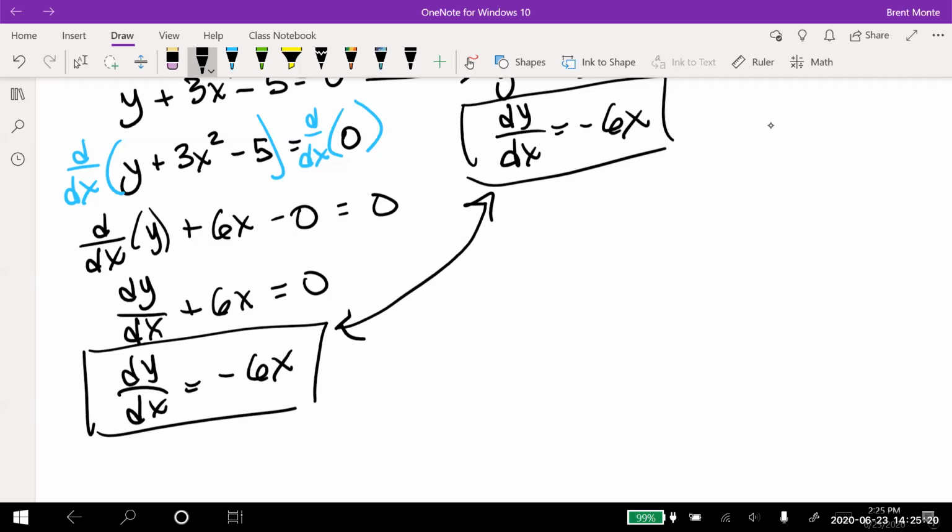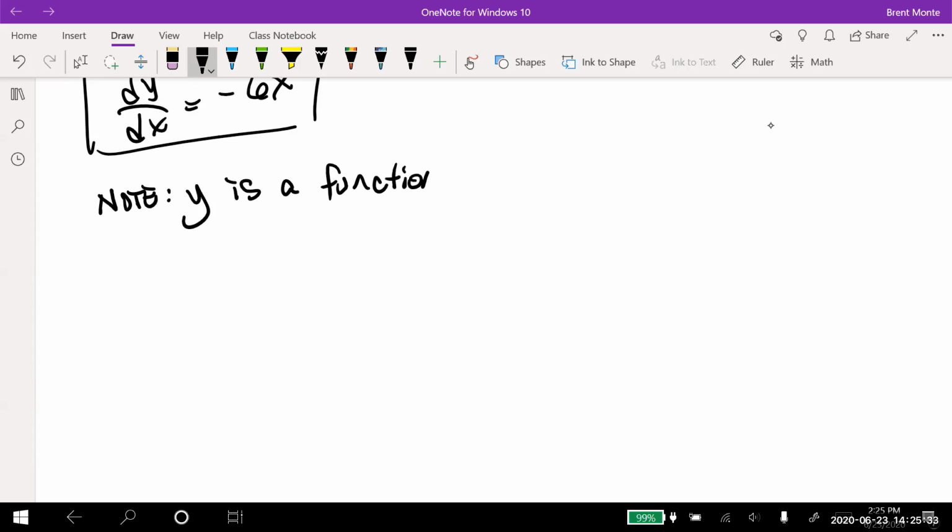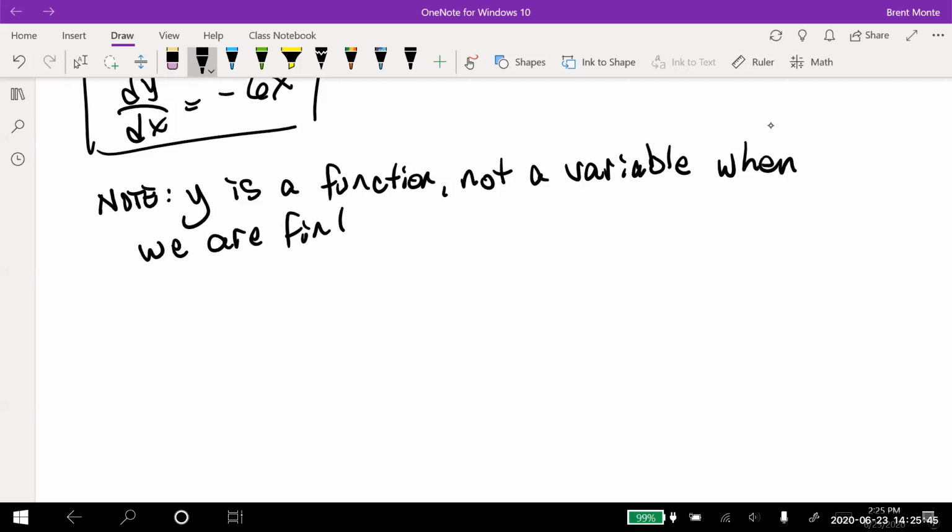Here's the problem. The big problem is, write this as a note. y is a function, not a variable, when we are finding dy dx, so that derivative.